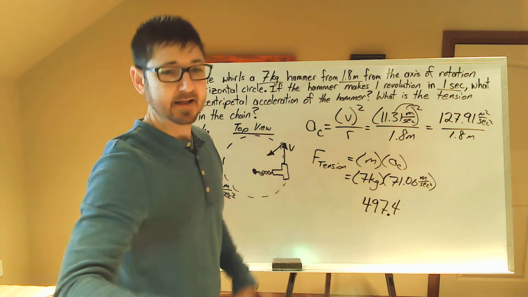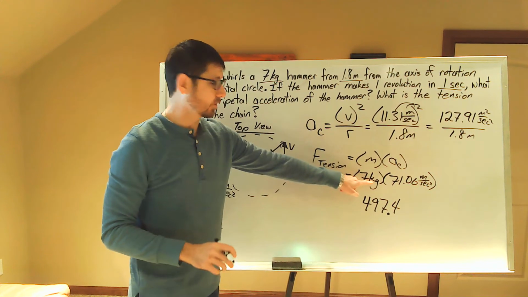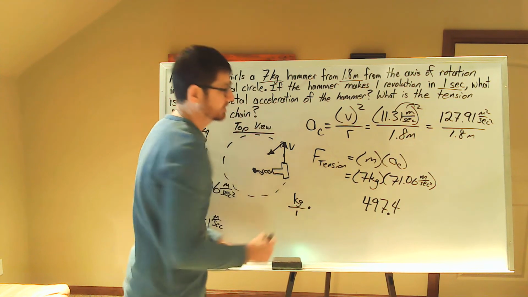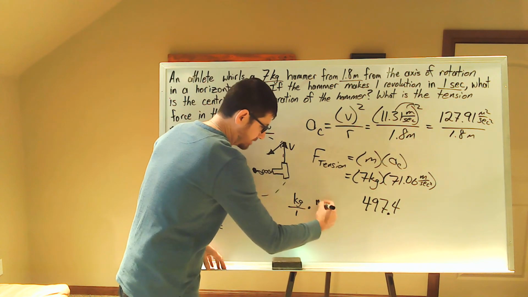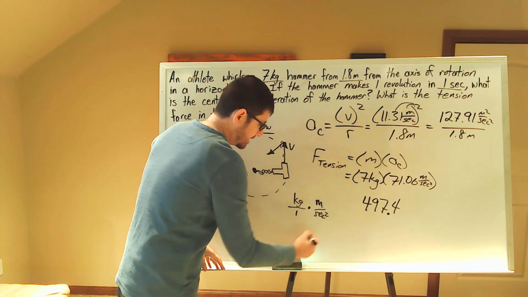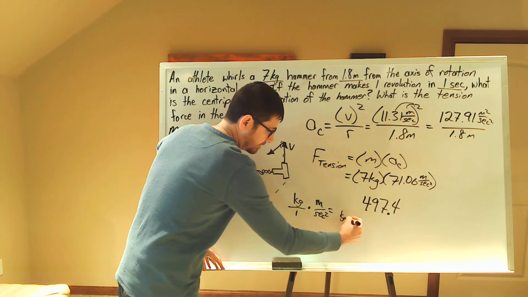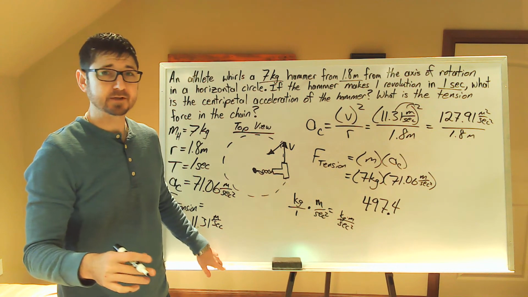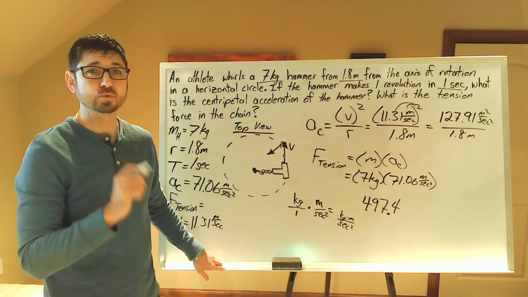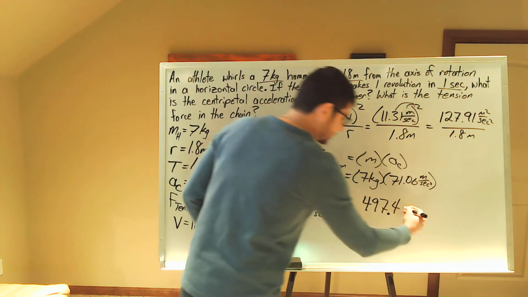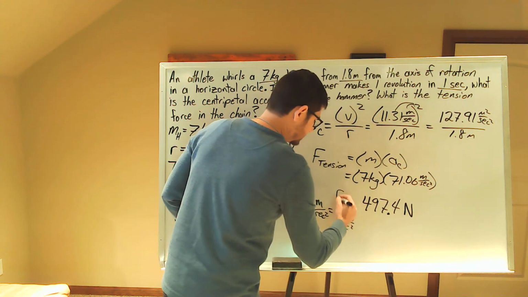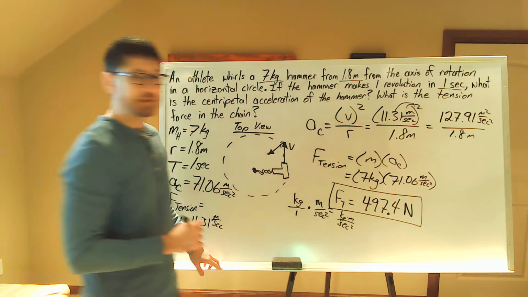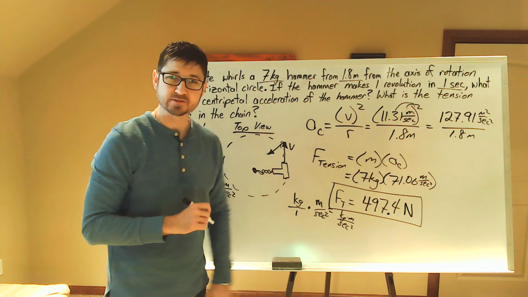Now let's take a look at our units. We have kilograms, which can be written as kilograms over 1, times meters per second squared. And this gives us a kilogram meter per second squared. We know that 1 kilogram meter per second squared is equal to 1 newton. So our units are newtons, and this is the force of tension. And that is our answer for the force of tension calculation.